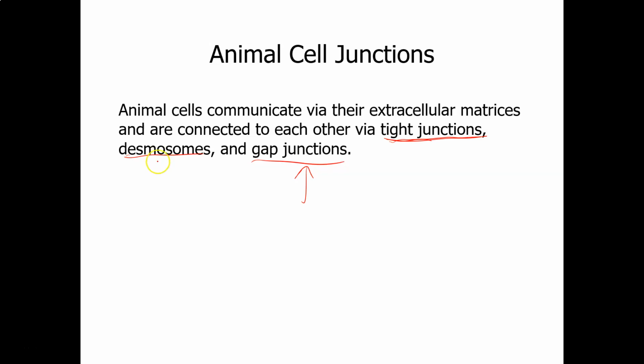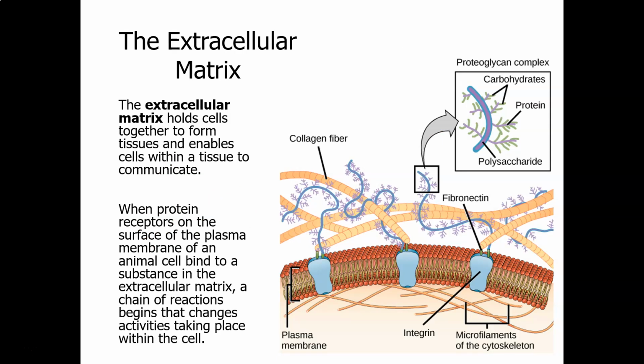And desmosomes are very strong attachments at one point. They're almost like a spot weld. They're very, very strong at one spot. The extracellular matrix holds cells together. So the extracellular matrix tends to consist of protein fibers like collagen, and then some type of a fluid or solid matrix.